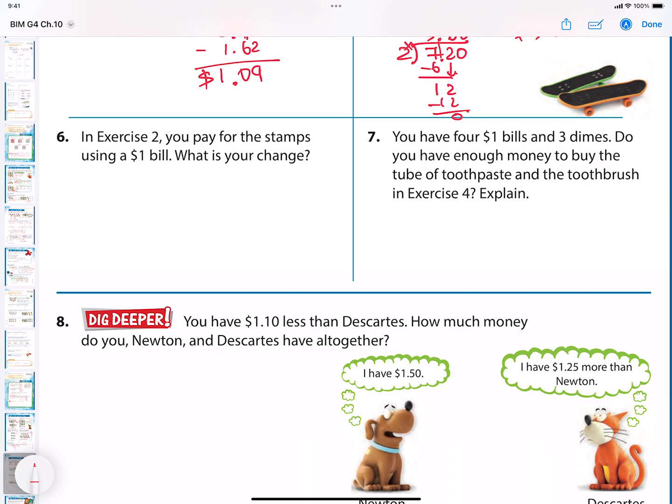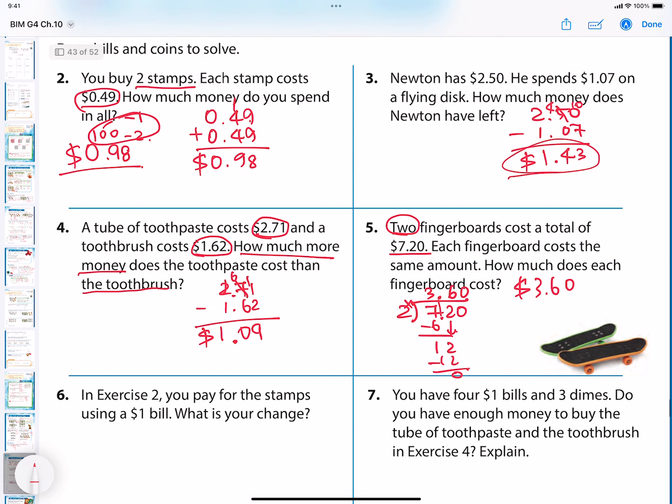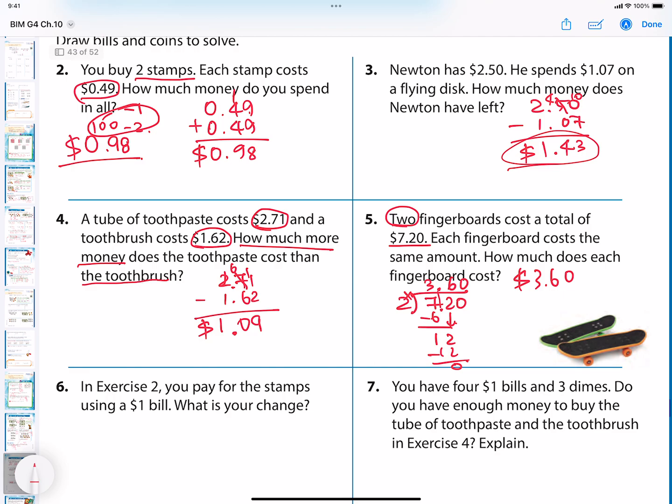All right, number 6. In exercise 2, okay, let's go for exercise 2, okay? 2 stamps. Now you pay for the stamps using a $1 bill. What is your change? Oh, that's easy. You pay $1 and the cost was what? 98 cents, which is what? You are receiving 2 cents. That easy, right?